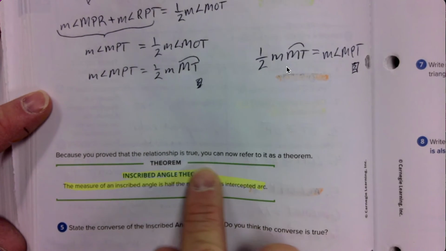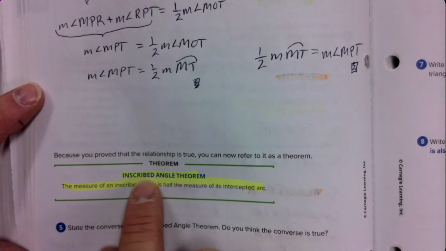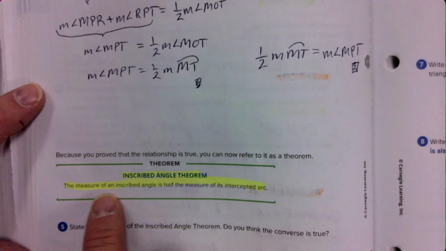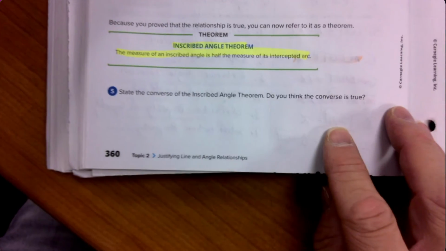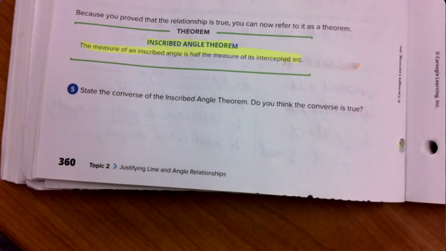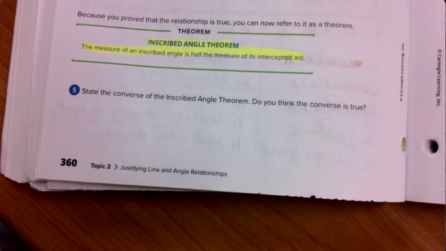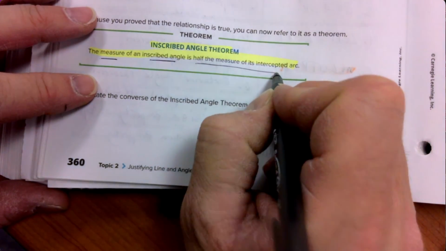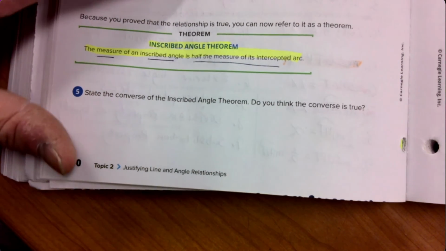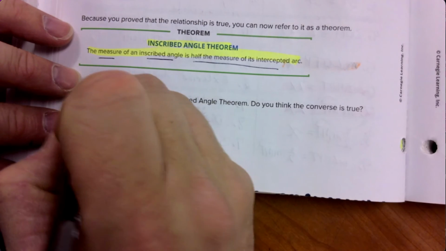Because you proved that the relationship is true, you can now refer to it as a theorem. The theorem is the inscribed angle theorem. The measure of an inscribed angle is half the measure of its intercepted arc. Before we leave and go on, I do want to, like in the video, acknowledge the converse. It said something like this: if you have an inscribed angle, then it is half the measure of the intercepted arc. So the flip of it would be something that says something like this.